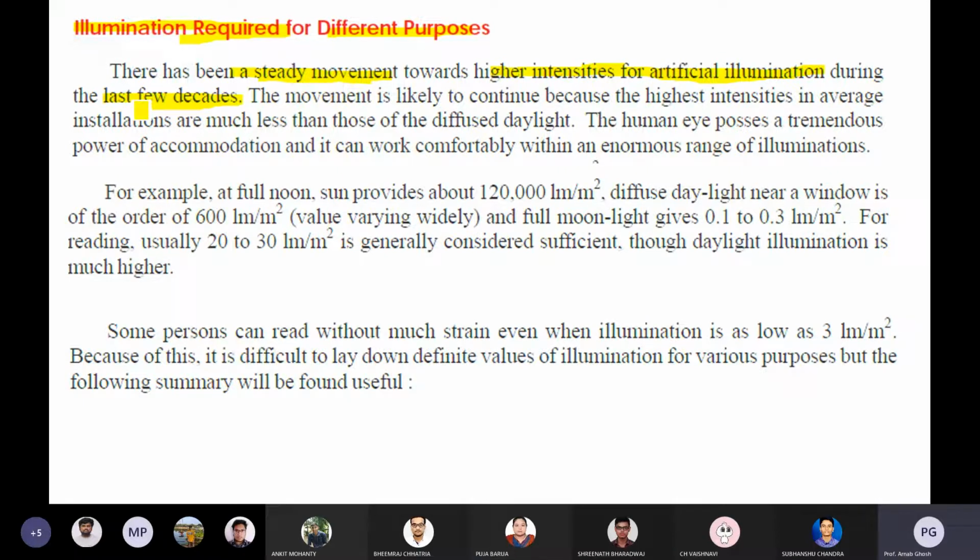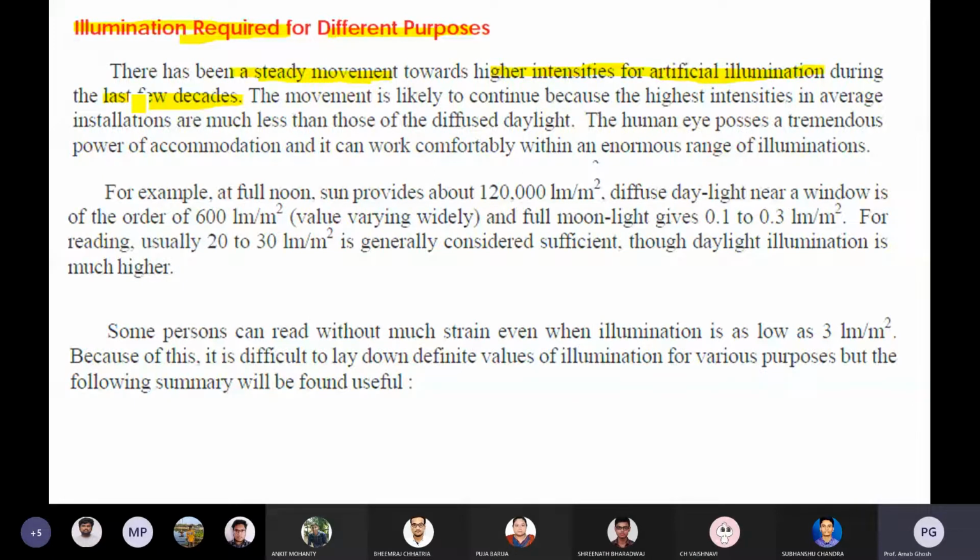If we are going to see a movie in a multiplex and the intensity is very high, that is not good. So we have to decide it as per the requirement, and how to calculate the intensity, how many lamps are required to get that average or optimum intensity. You know that it's a diffused lighting.